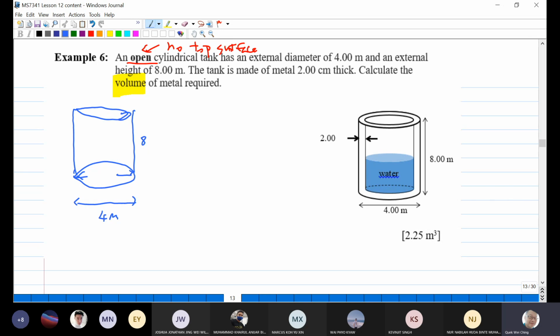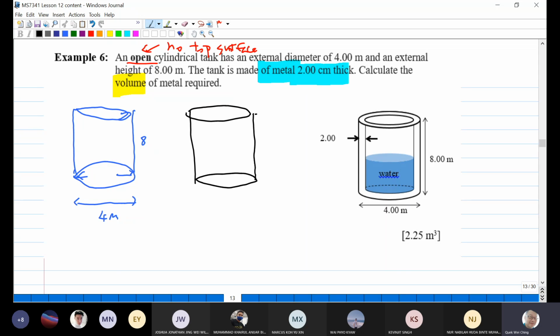Then the tank is made of metal 2 cm thick. So draw another picture here. Metal of 2 cm thick here. So I want to find the volume of metal here. So now what you do is cut the tank. You get a metal now. So let's see, I want to find this tank now.